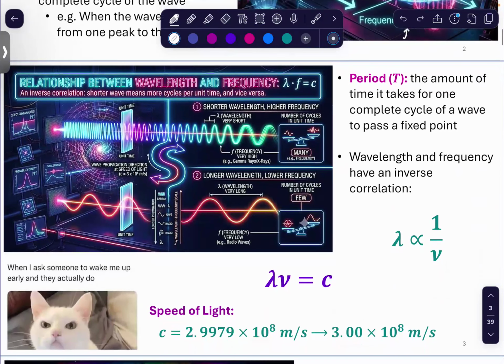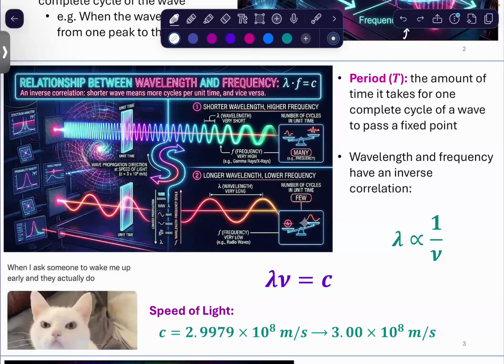So examples of electromagnetic radiation are ultraviolet rays, microwaves, infrared, radio waves. A lot of times people don't think of things like radio waves as radiation or forms of light, but they are.